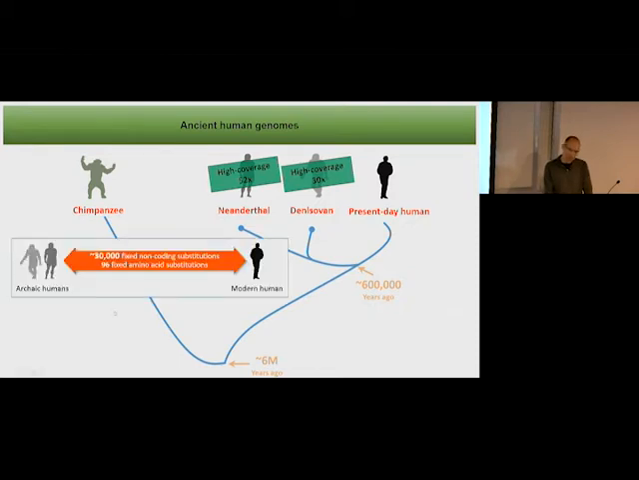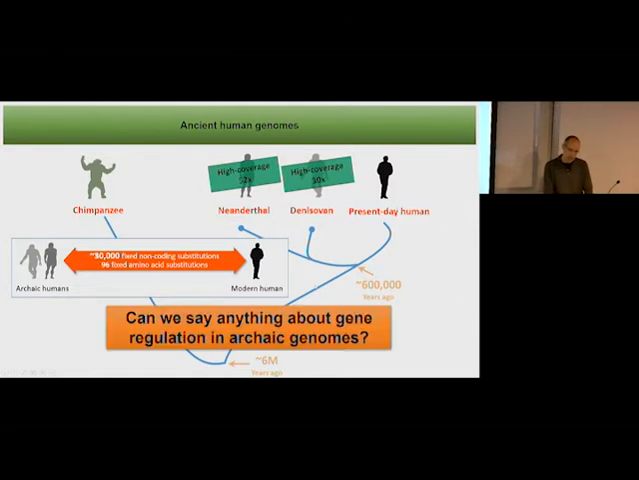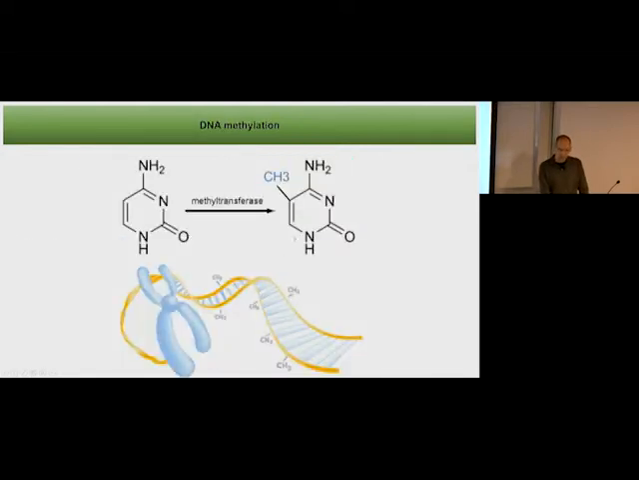These numbers are not even correct. You have to divide them by 2. Sorry, because these numbers really change with every sequence that comes out. So we have less than 50 fixed amino acid substitutions between the modern humans and the archaic ones, and about 20,000 fixed non-coding. So of course the non-coding genome is where it's all happening. And the idea was, can we say anything about gene regulation in archaic genomes? And then we turned to DNA methylation.